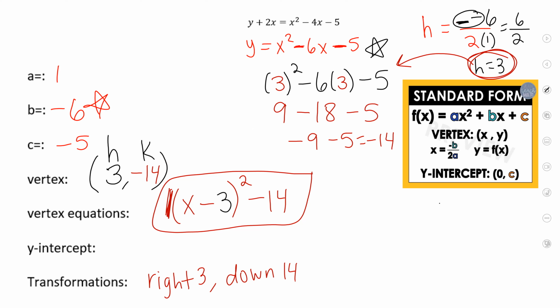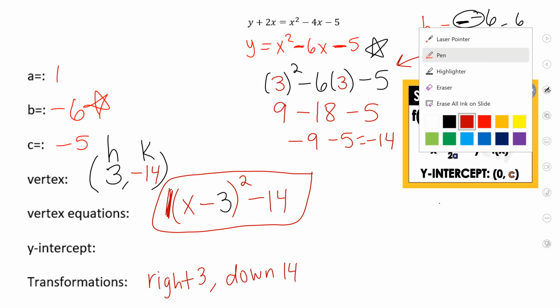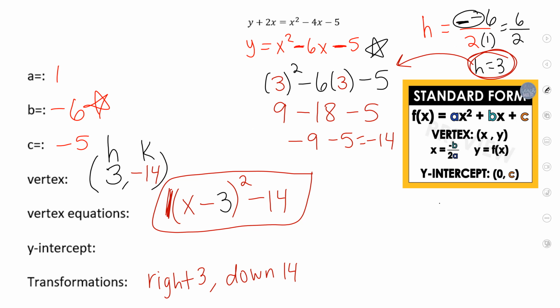Now, the only thing that's new today is when it asks for the y-intercept. And in this box, it tells you how to find the y-intercept. What is the x value of a y-intercept? 0. This is x and this is y. So what we do is we just plug in 0 into the equation, and that'll give you the y-intercept.